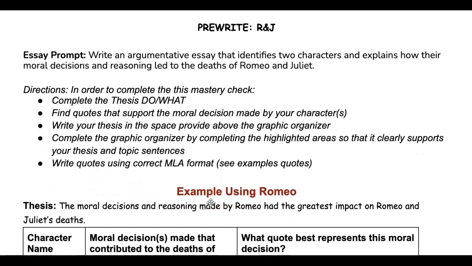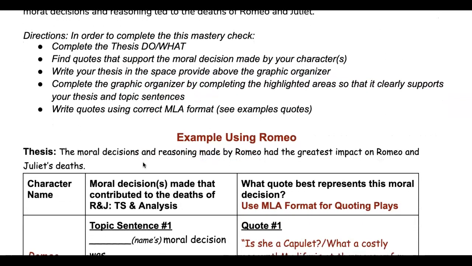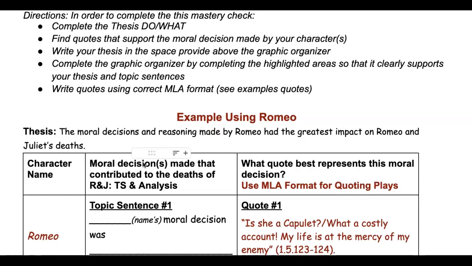All right, our last section is completing your pre-write. I've got a whole example down here. So we start again, we have our essay prompt. We already looked at that. Here are our steps. We've done the thesis duet. You have to find quotes for your character. So it's really important that you have the book with you so you can look at that. And then you're going to complete this just like I did in this example.